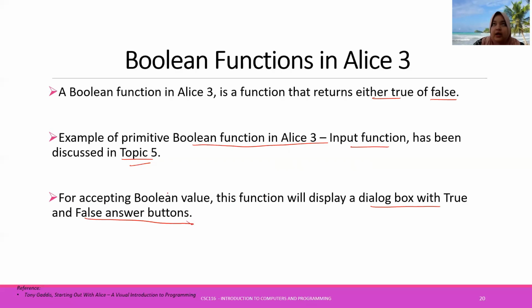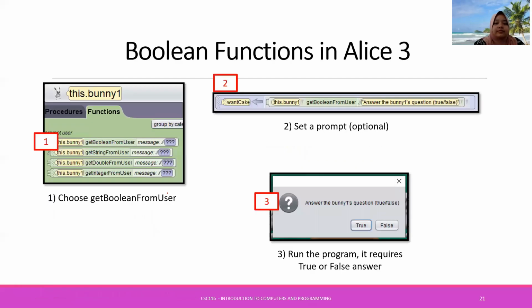Okay. Kalau kita dah try untuk integer kan, kalau integer dia guna nombor. Okay, kalau text dia akan bagi awak text field. Tapi kalau untuk Boolean ni dia hanya akan bagi 2 button, iaitu true or false. Macam ni. Kalau you get Boolean from user, okay, dia punya interface output dia akan keluarkan macam ni. Answer the bunny one question, true or false. Dia akan keluarkan 2 benda ni.